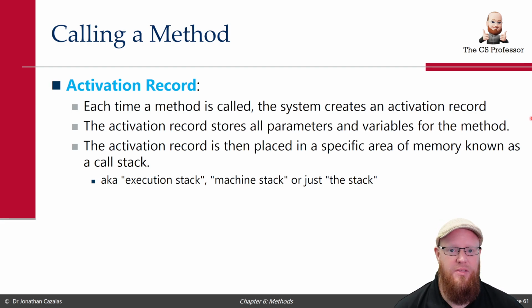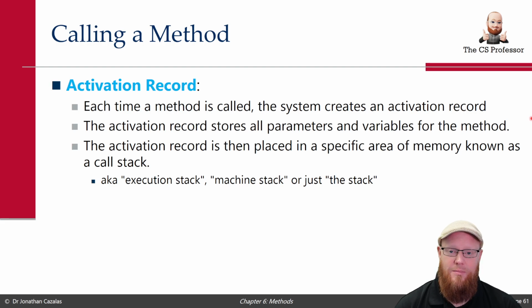Each time a method is called, the system creates what is called an activation record, which stores all of the parameters and all of the variables for that particular method. That activation record is then placed in an area of memory called the stack. We're going to see later we have two areas of memory. We have the stack memory and we have the heap memory. For now, we're looking at the stack.